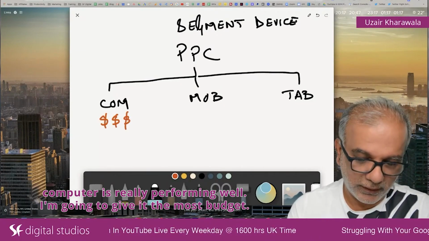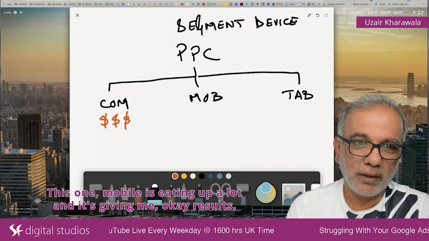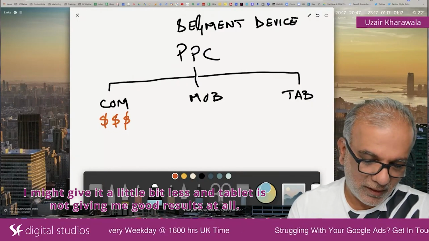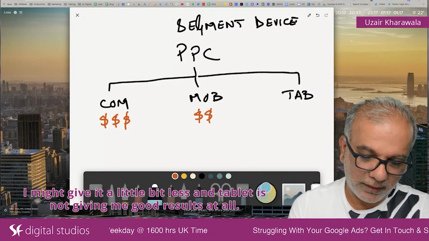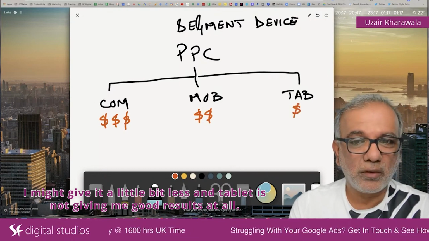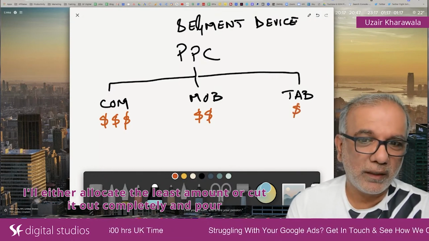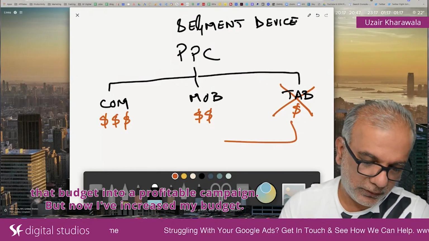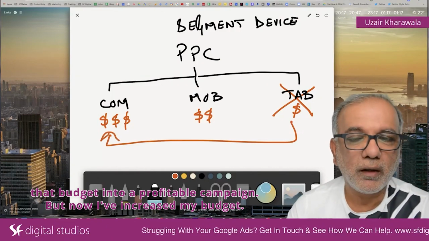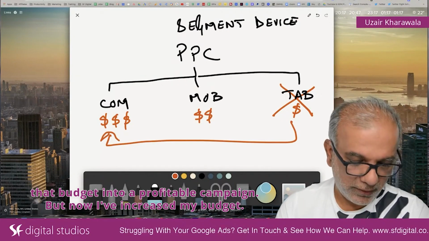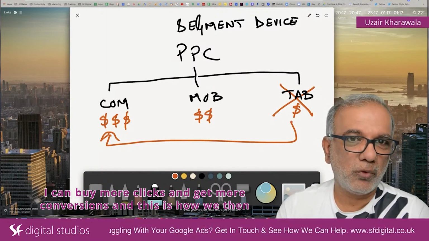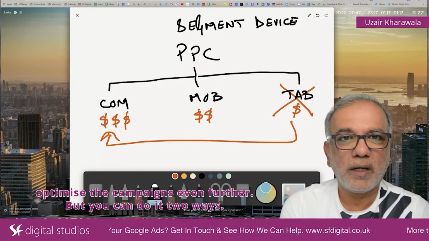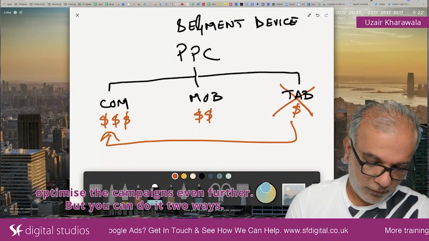And then I will have its own budget. Let's say my computer is really performing well, I'm going to give it the most budget. This one, mobile, is eating up a lot and it's giving me okay results. I might give it a little bit less. And tablet is not giving me good results at all. I'll either allocate the least amount or cut it out completely and put that budget into a profitable campaign. So now I've increased my budget. I can buy more clicks and get more conversions. And this is how we then optimize the campaigns even further.